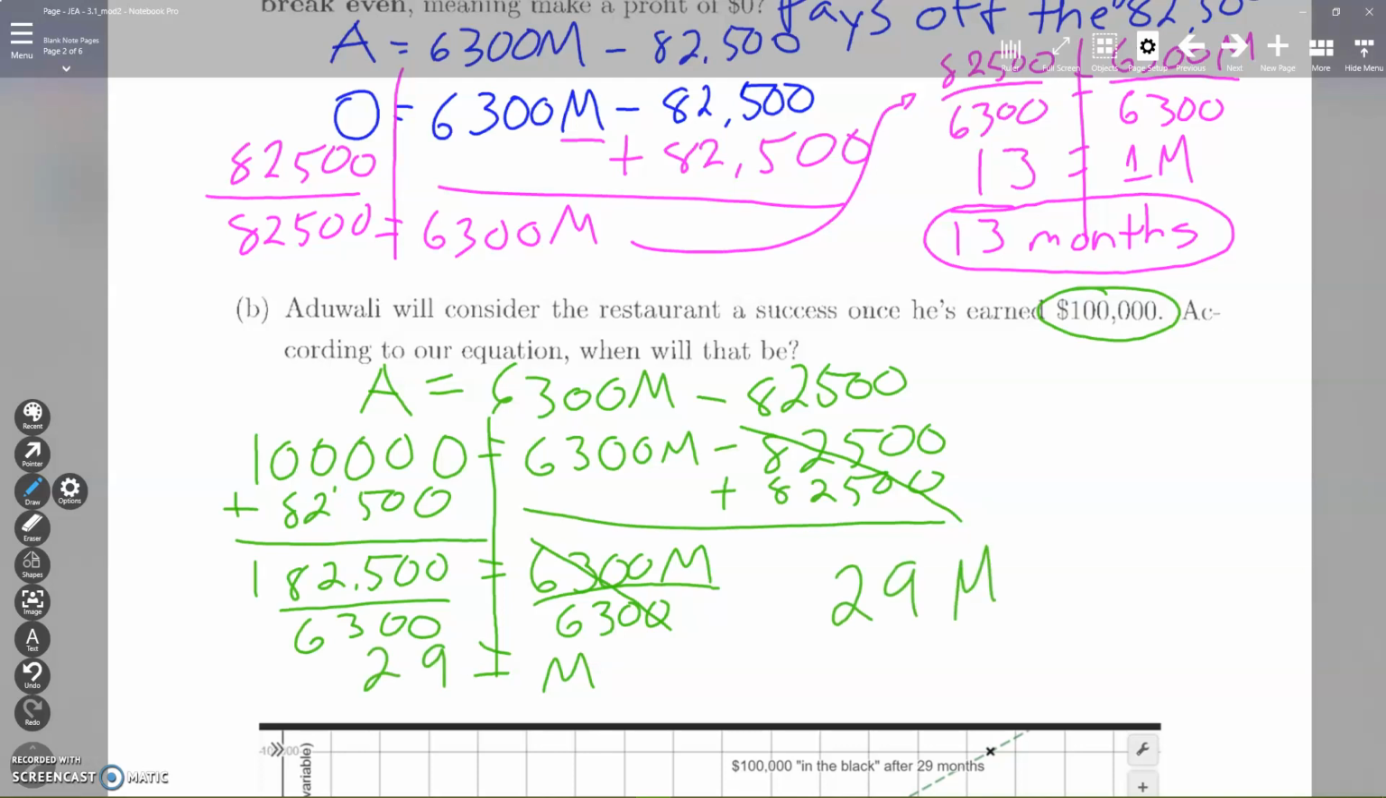29 months will be what it'll take him to go from opening the restaurant to earning $100,000 in profit. And a little over 2 years, which seems about reasonable. I think a lot of businesses take some time before they can start really earning a profit when they have to pay off their debt.